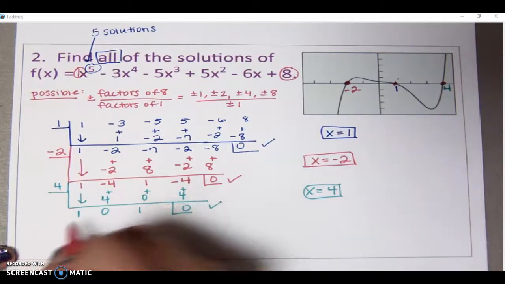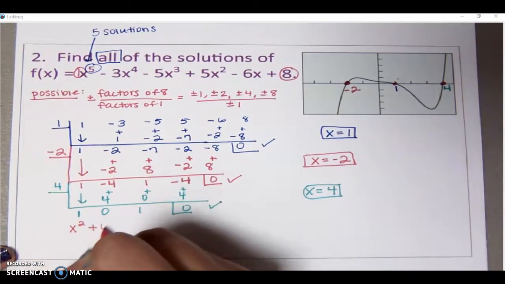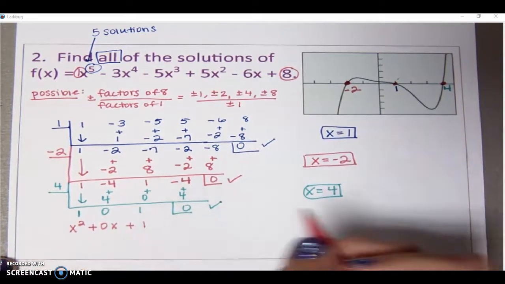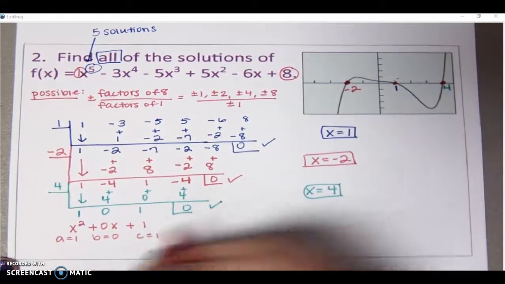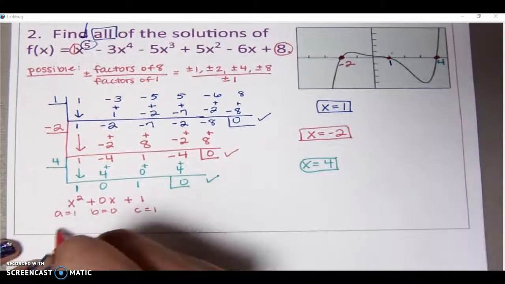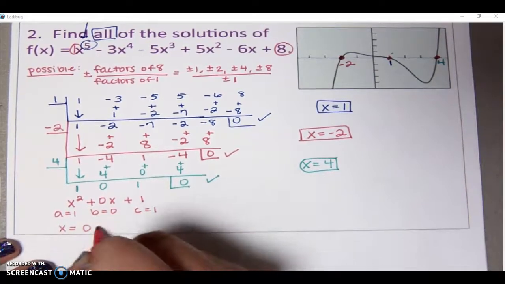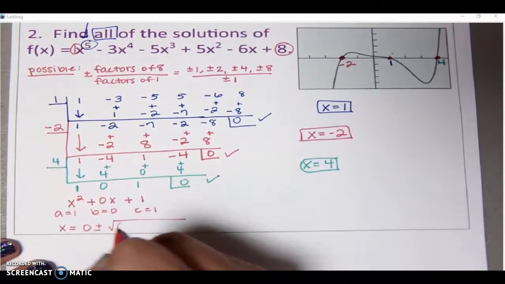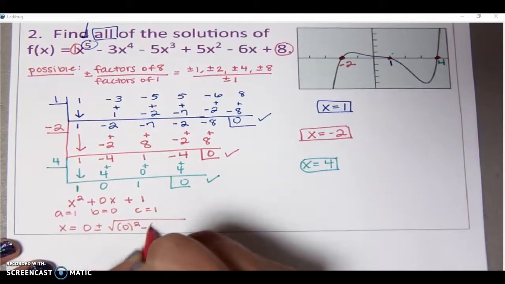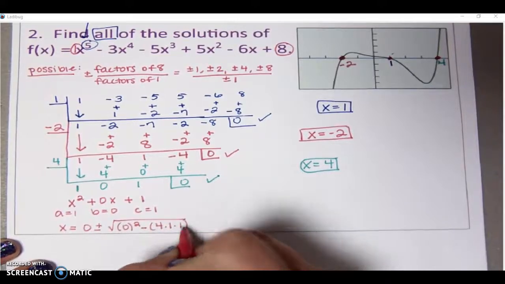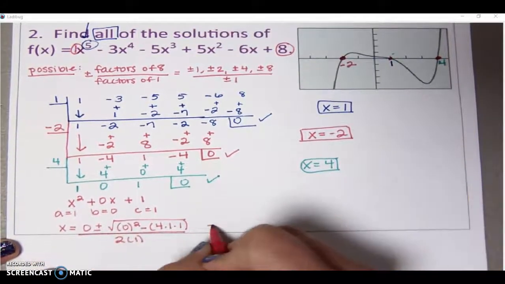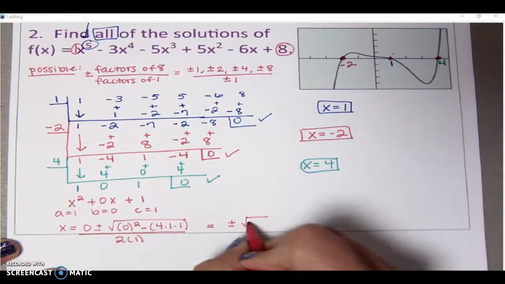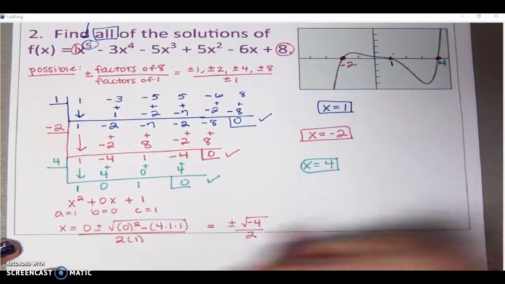So from here, we have x squared plus 0x plus 1. So we are down to a quadratic, so we are going to use the quadratic formula. So we're going to have x equals the opposite of b, so that's just 0, plus or minus the square root of b squared minus 4 times a times c, all over 2a. So it's going to give us plus or minus the square root of negative 4 over 2.